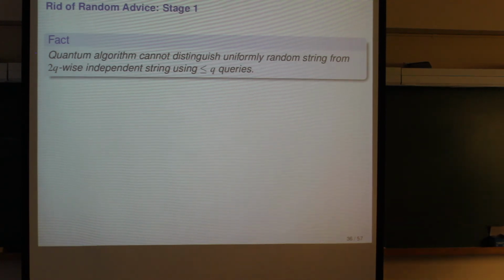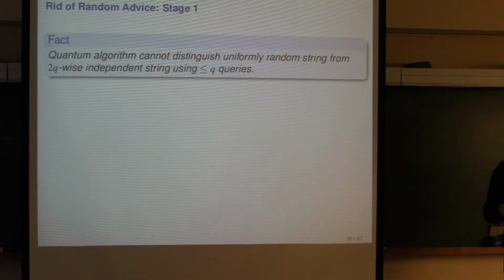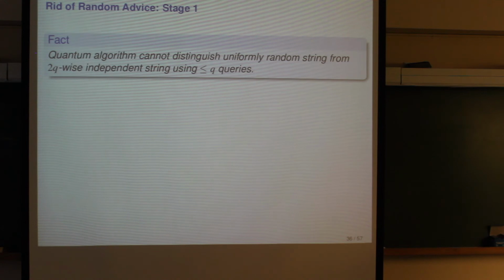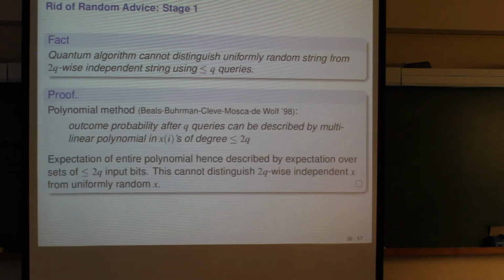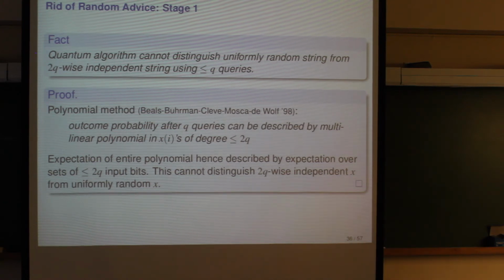So you can imagine that you have a quantum algorithm that has query access to a very long string, and you're asserting that it's uniformly random, and I want to falsify this. Then I need a lot of queries, basically. This is kind of intuitive, but you can formalize it. You need a lot of queries to distinguish whether it's only Q-wise independent or fully uniformly random. You can prove this pretty straightforwardly using the polynomial method, which I'll skip for the moment, but it's quite easy to prove.